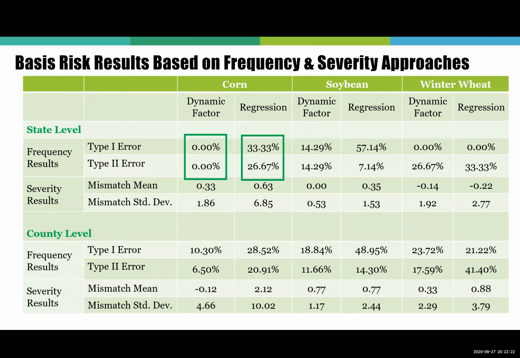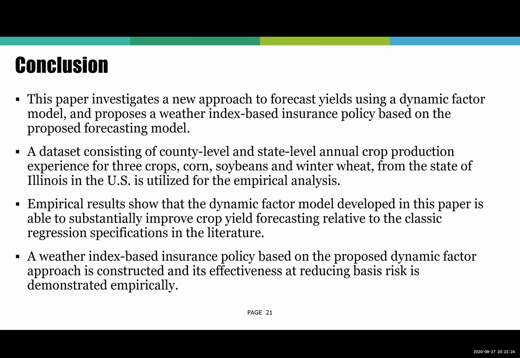To conclude this podcast, we draw the following 4 remarks. First, this paper investigates a new approach to forecasting crop yields using a dynamic factor model and proposes a weather index-based insurance policy based on the resulting model. Second, a dataset consisting of county-level and state-level annual crop production experience for corn, soybean, and winter wheat from the state of Illinois is utilized for the empirical analysis.